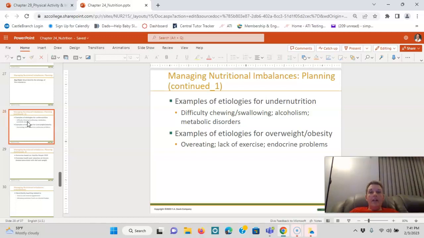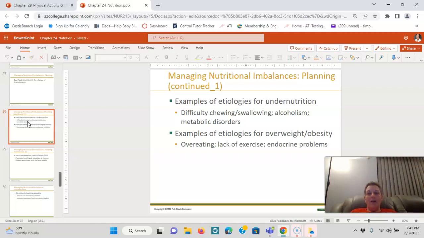And then some of the etiologies for overweight and obesity. So metabolic disorder, undernutrition, hyperthyroid, overeating, lack of exercise, endocrine problems over here, hypothyroid. Hypo looks like a sloth. It slows everything in your body down, including metabolism. Hyperthyroid, hyper, like a cheetah, speeds it up. Okay? So thoughts to consider. Endocrine problems affect our nutritional balance.